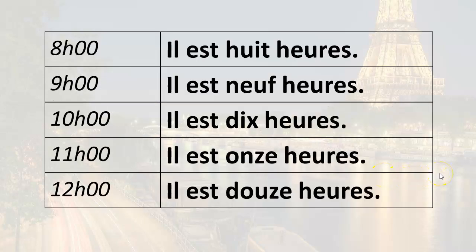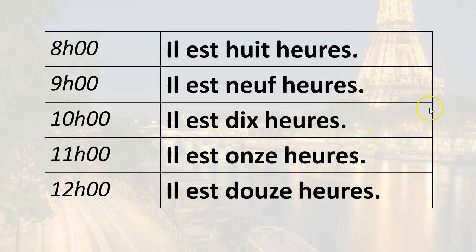We also learned about the 24-hour clock. So as we're leading up to 1 in the afternoon, we start off in these examples with 8 in the morning, il est 8 heures. It's 9 o'clock, il est 9 heures. 10 o'clock, il est 10 heures. 11 o'clock, il est 11 heures. 12 o'clock, il est 12 heures.